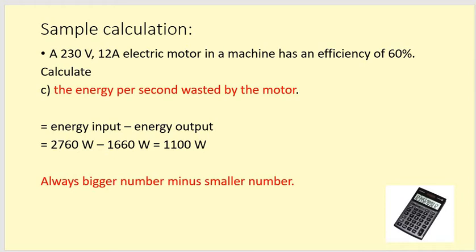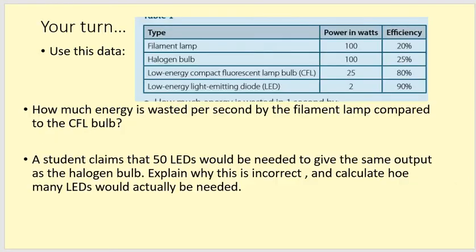Here comes some practice for you now. So you have got 4 different types of light bulbs here. You've got a filament lamp, that's the traditional one. You'll have seen with this bit that looks a little bit like a spring inside, a halogen bulb, low energy compact fluorescent bulb, CFL for short, compact fluorescent lamp bulb, and light emitting diode, LED. Each of these have got a power in watts, each of these have got an efficiency.